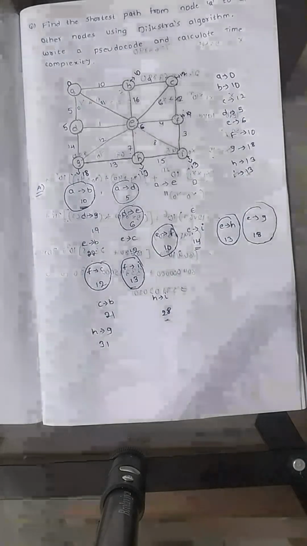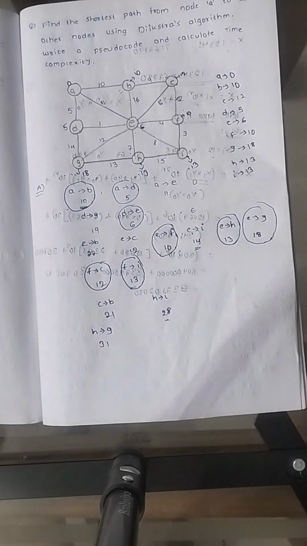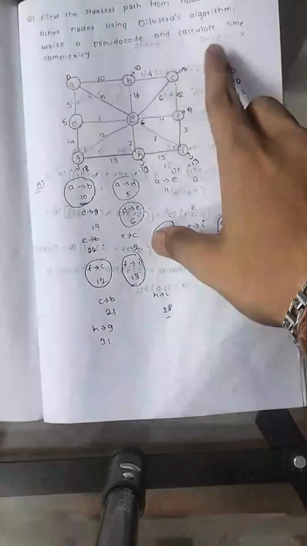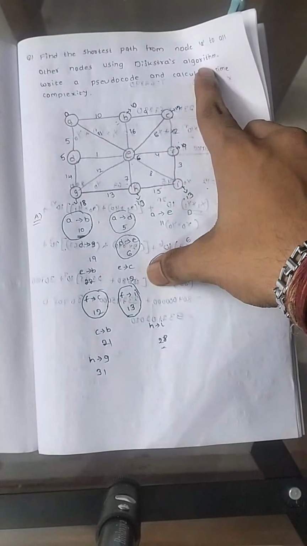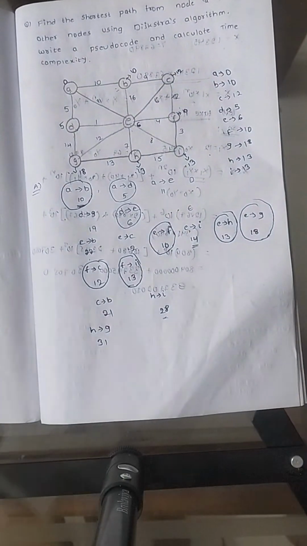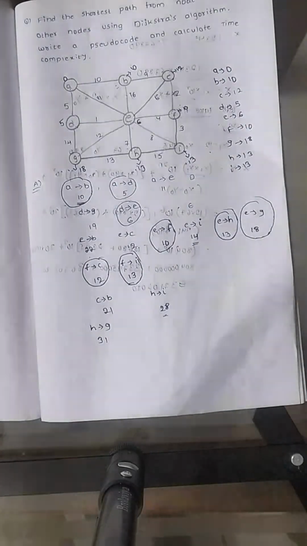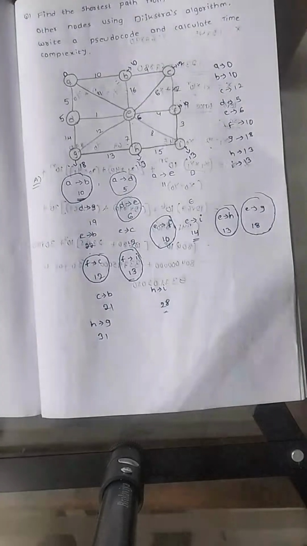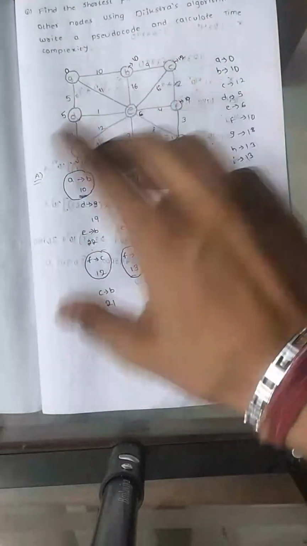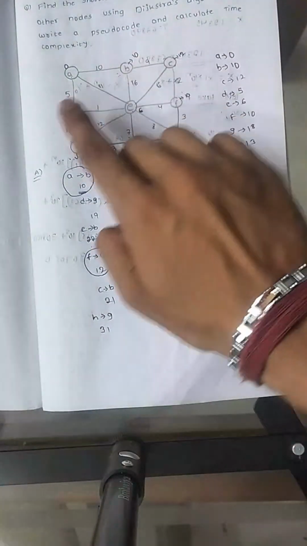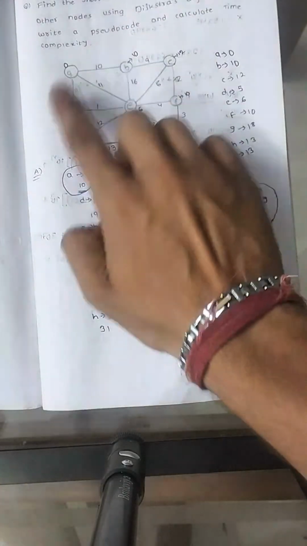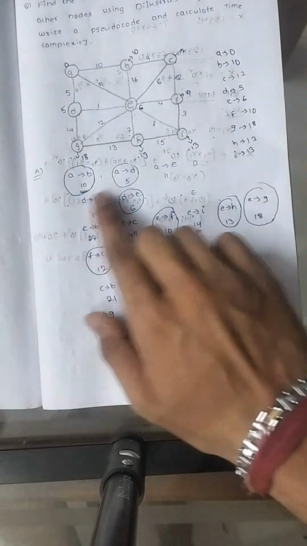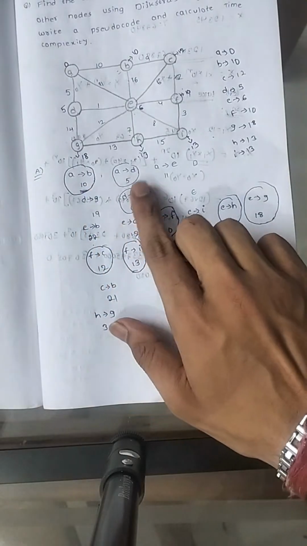Simply see first, what are all the connected nodes to A? See here in the question, node A is already mentioned. So we are starting from node A. If it is not given, then we can take any node as the reference. So start from A, right? What are all the connected nodes to A? B, D and E. I have written that only first: A to B, A to D and A to E.